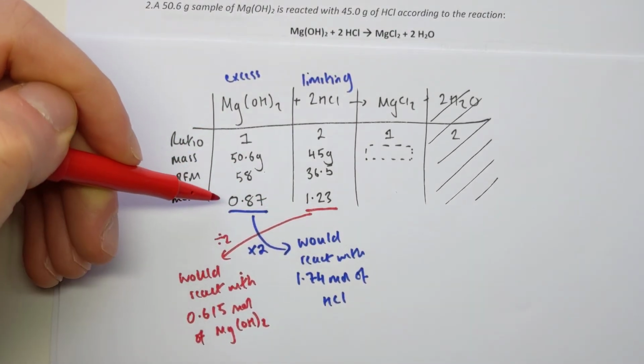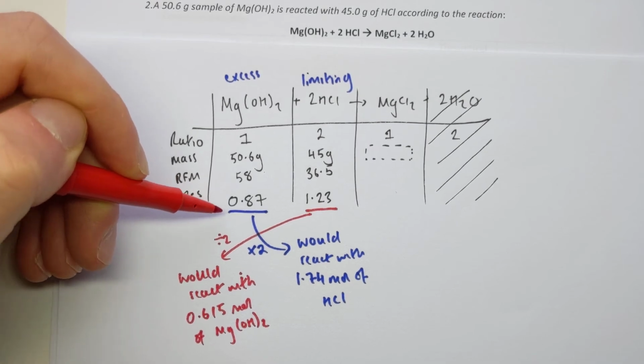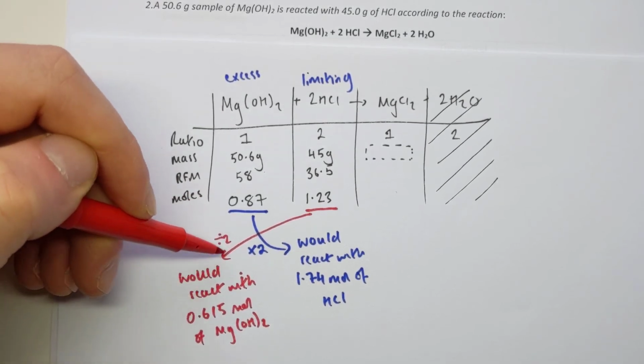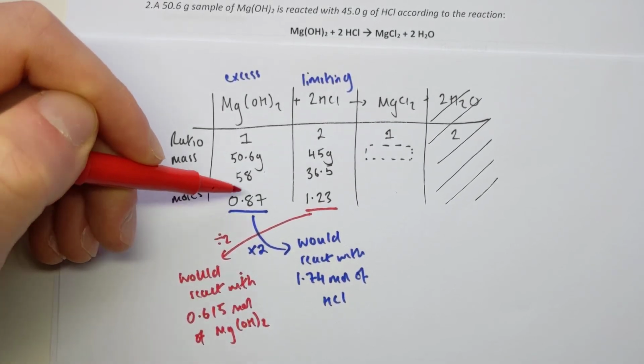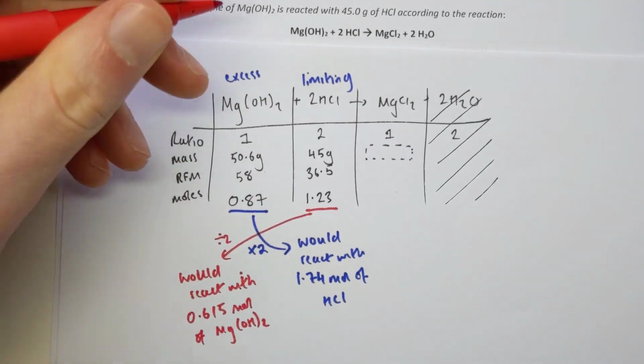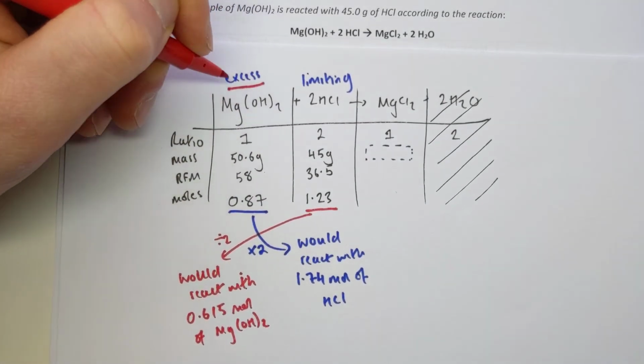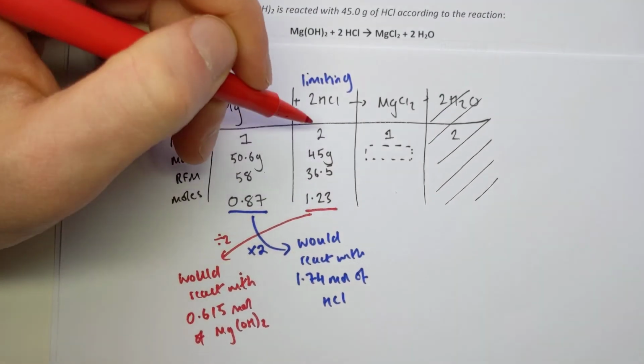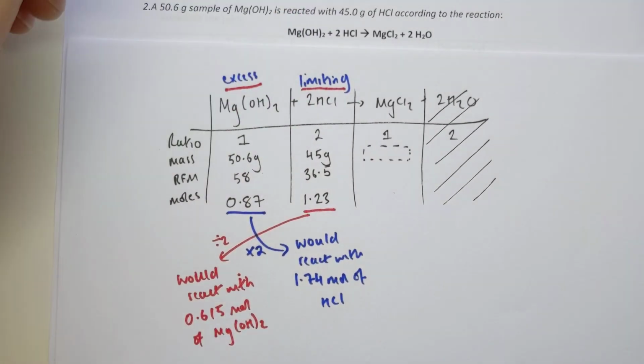In reality, I've got more than enough of it. I've actually got 0.87 moles again. If I've got more than enough of one of the reactants to fully react the other one, that again would confirm that this is indeed the excess reactant. And because this one's all going to get used up, it's still the limiting reactant.